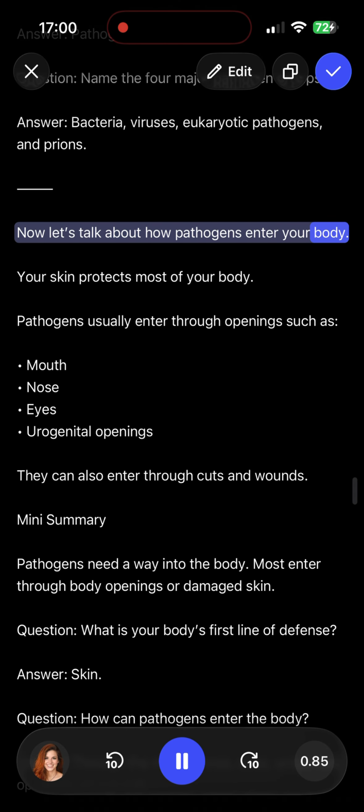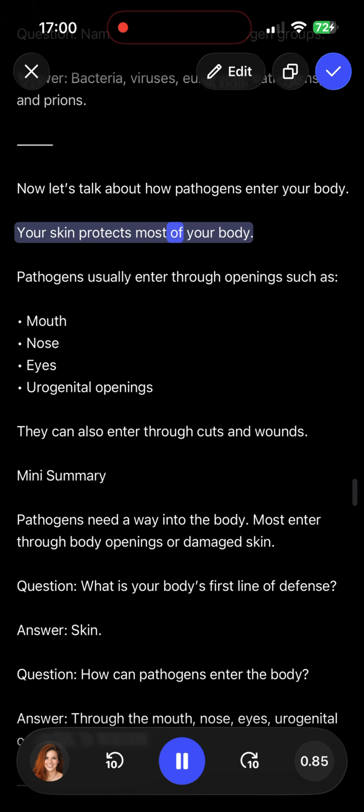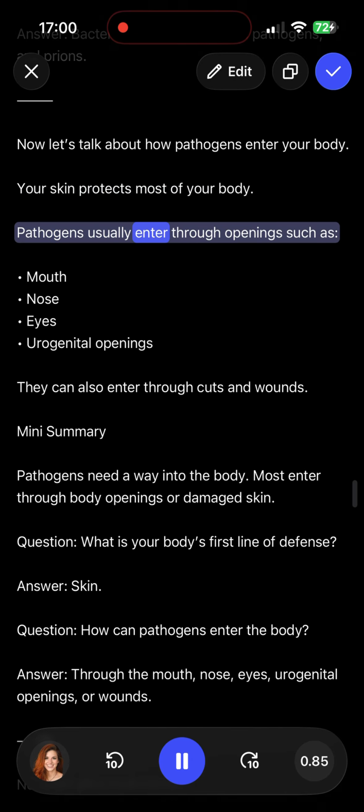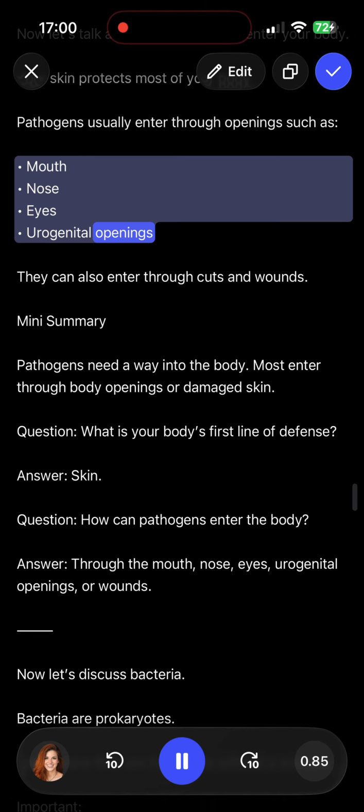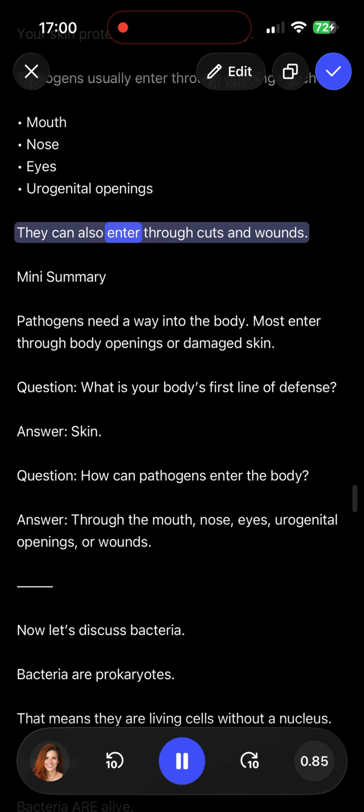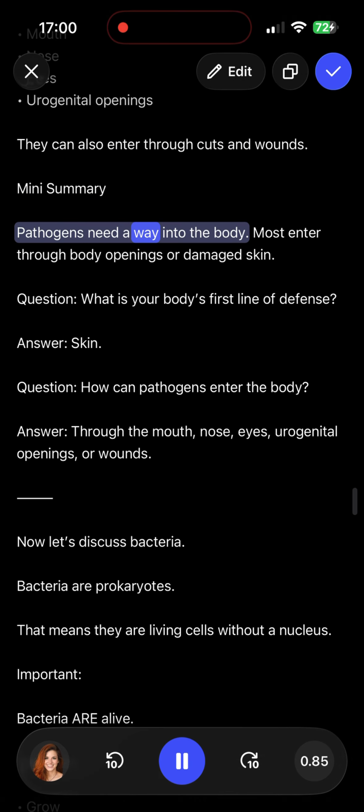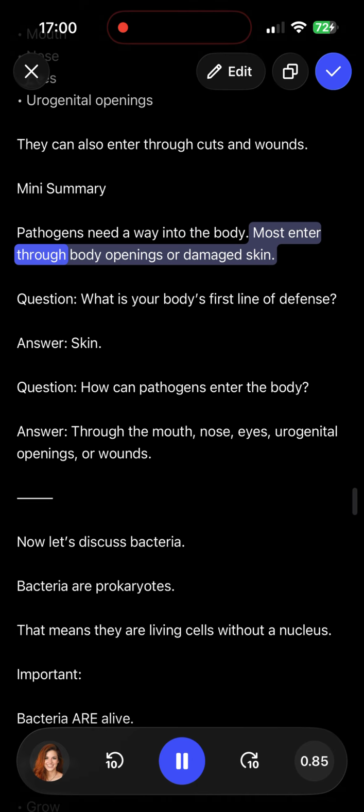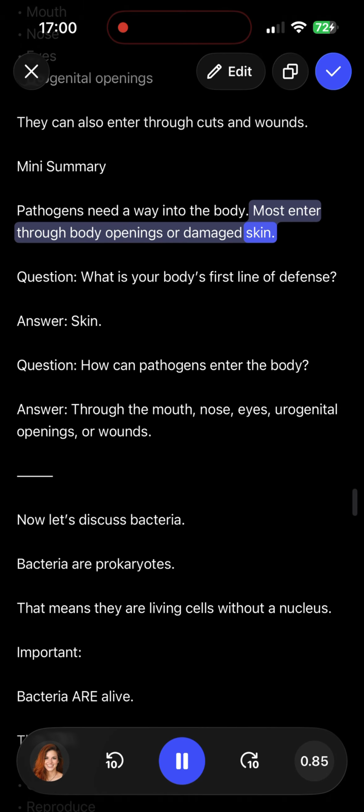Pathogens enter your body. Your skin protects most of your body. Pathogens usually enter through openings such as the mouth, nose, eyes, and urogenital openings. They can also enter through cuts and wounds. Mini summary. Pathogens need a way into the body. Most enter through body openings or damaged skin.